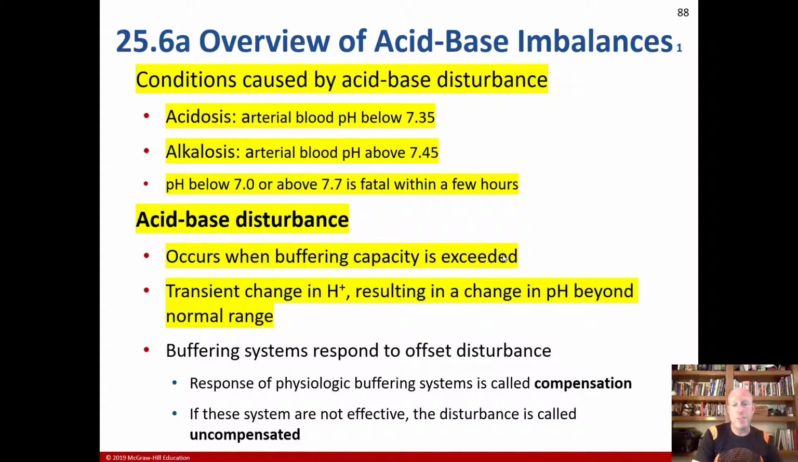As far as conditions caused by acid-base disturbance, there are your pHs: acidosis is below 7.35 and alkalosis is above 7.45. But here, as I mentioned, I was hoping it was in here, a pH below 7 or above 7.7 is fatal within a few hours.